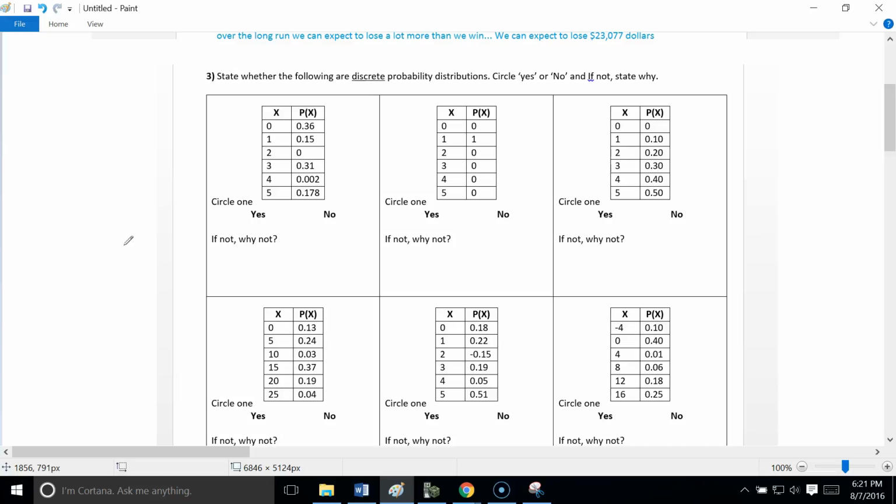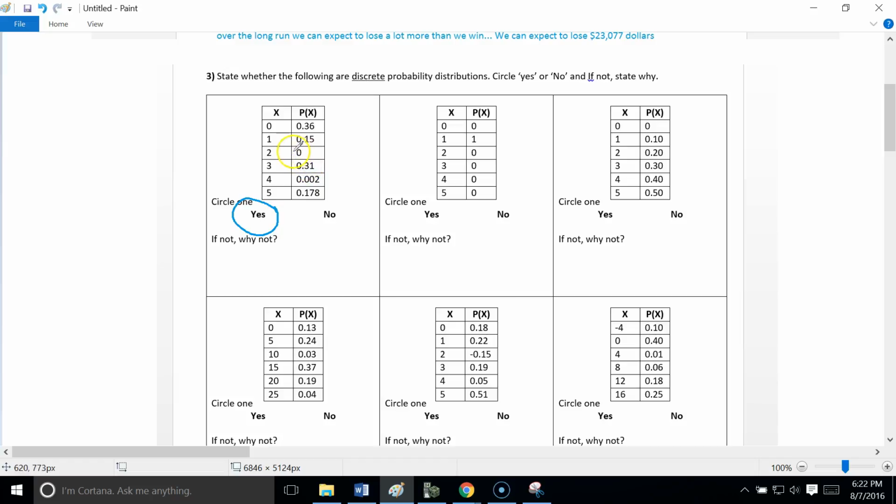Okay, looking at each one of these distributions, if it is in fact a discrete probability distribution, it must satisfy the two conditions: each probability must be between 0 and 1, no negative probabilities and no probabilities greater than 1, and the sum of the probabilities must be equal to 1. So if we look at number 1, everything looks good. So yes, it is a discrete.